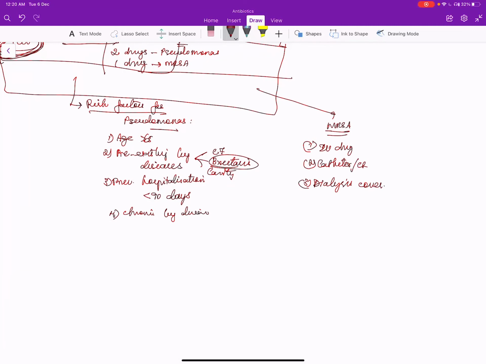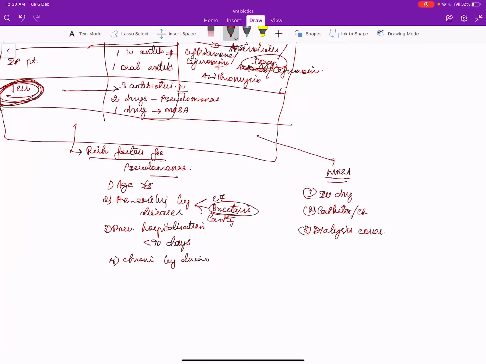You understood this. For an ICU patient, by guideline, you have to give 2 drugs to cover Pseudomonas and 1 drug to cover MRSA empirically. But assess the risk. If the patient is at high risk of MRSA, give MRSA cover. If the patient is at high risk of only Pseudomonas, give Pseudomonas cover alone.